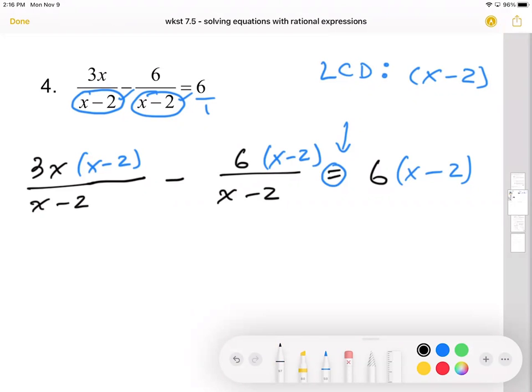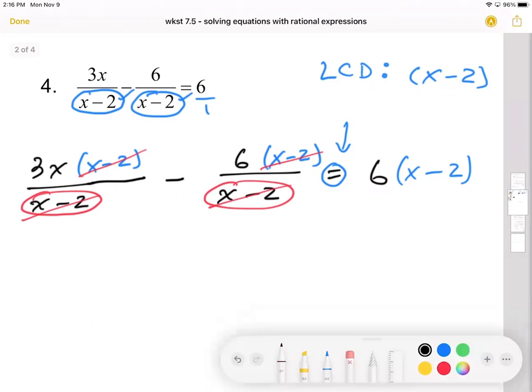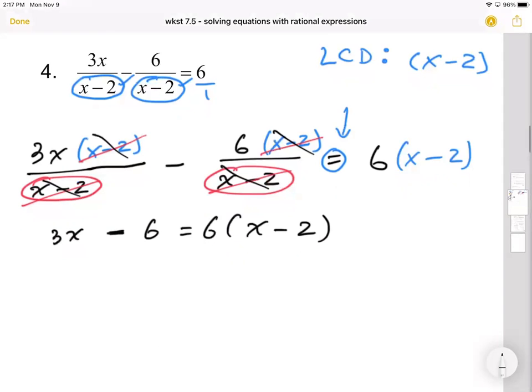And now once you have that, this is the objective here, ladies and gentlemen. The x minus 2 on the bottom and x minus 2 on top, they cancel out. The x minus 2 on bottom and x minus 2 on top, they cancel out. There's nothing to cancel out on the third term. So my problem is 3x minus 6 equal to 6 times x minus 2. So if you remember, now we no longer have the denominator. And that's our goal, ladies and gentlemen. We don't want to have the denominator here.